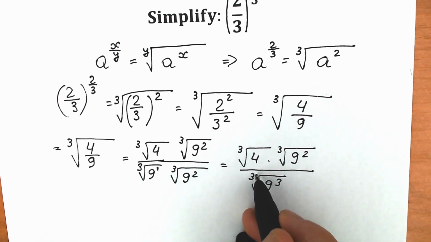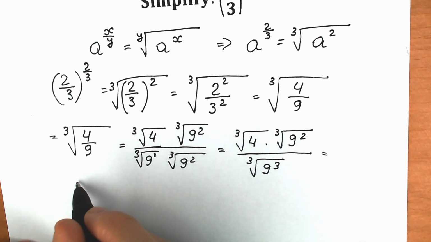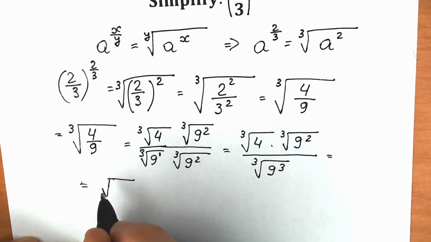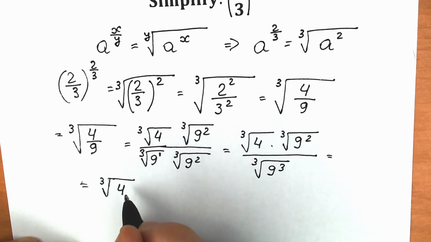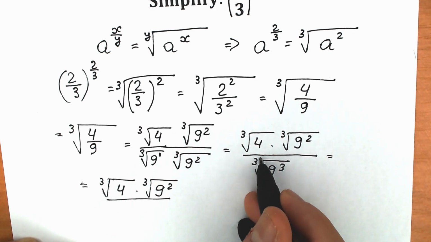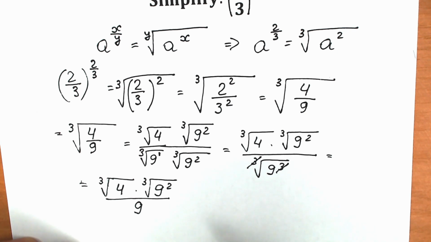So as a result, we can easily write this one as 9. So in our denominator we will have only our 9. Let's write our numerator at first. So we have cube root of 4 times cube root of 9 squared, and we divide it by 9. We can easily cancel this cube root with this 3, so we have only our 9. I hope you understand this step.